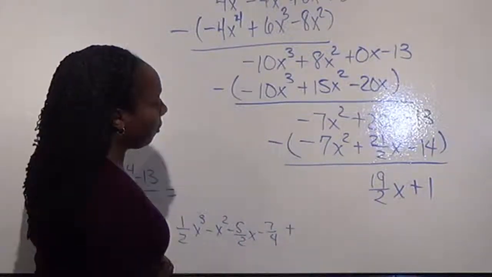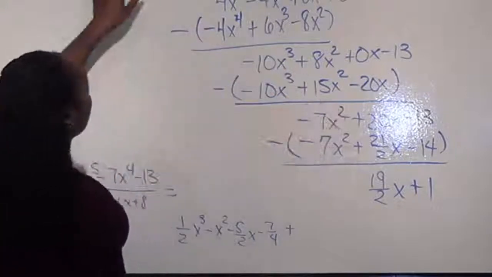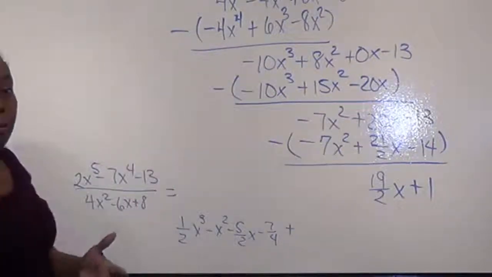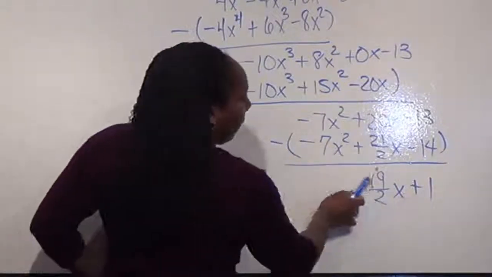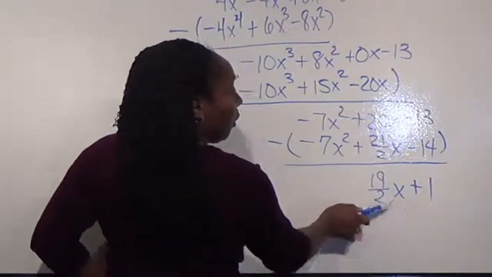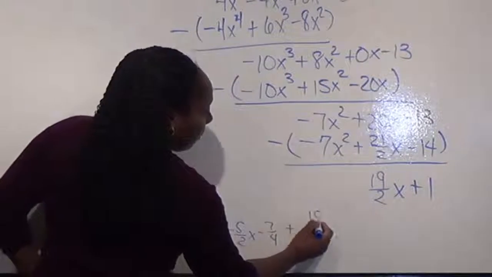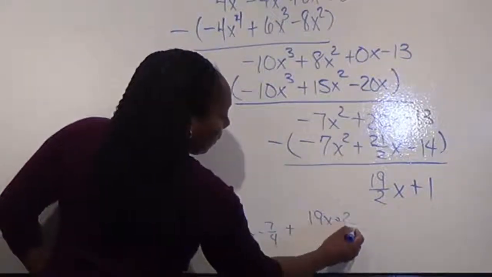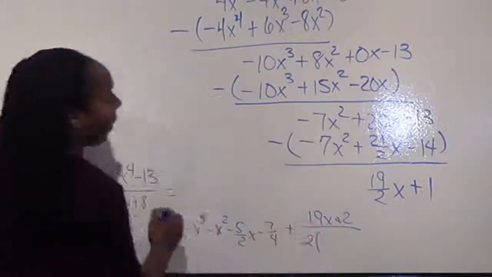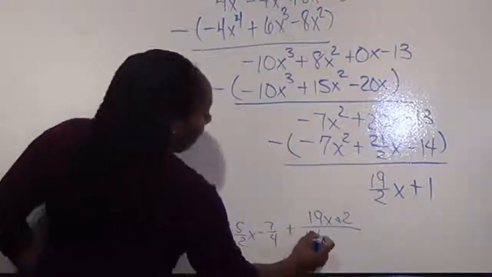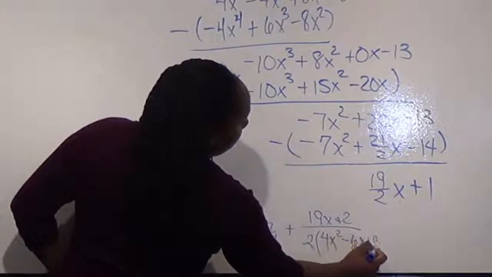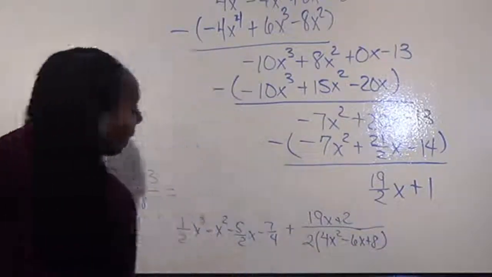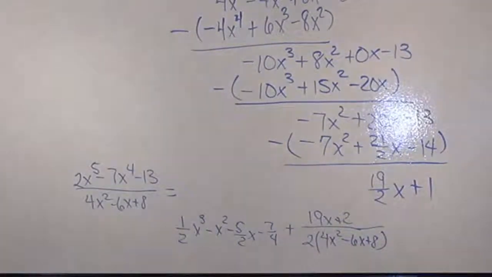For my remainder, remember this is going over my divisor, but we don't want complex fractions in our answer. So I'm going to rewrite this as 19x plus 2 over 2. So we'll get 19x plus 2. We'll bring the 2 down to the bottom and put in our divisor. Okay. So there would be our solution for that polynomial.